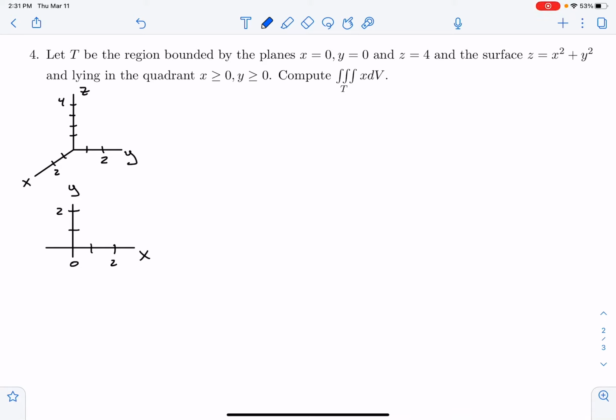Our last example will be an integral over a region T bounded by the planes x equals 0, y equals 0, z equals 4, and the surface z equals x squared plus y squared, and then lying in the quadrant where x and y are both greater than or equal to 0. So essentially, we want to find an integral that is in the first octant.